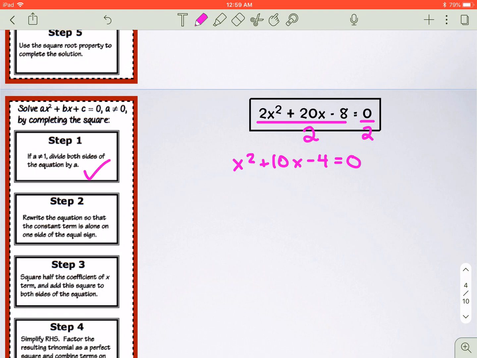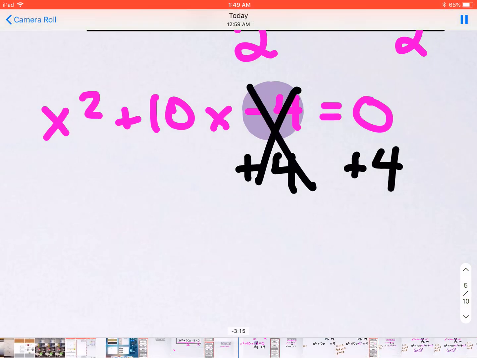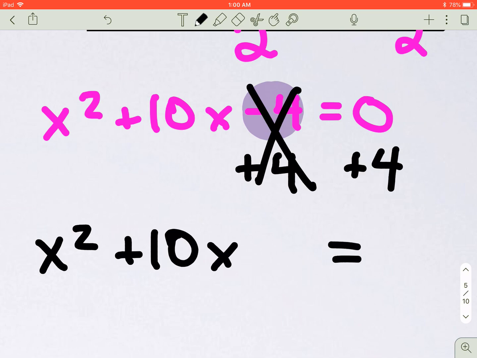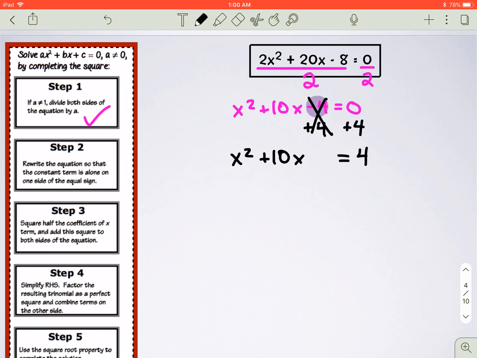Step 2 says rewrite the equation so that the constant term is alone on one side of the equal sign. So I need to get my constant by itself. So right here is my constant. I need to get that by itself, so I'm going to add 4. They're going to cancel out. I'll be left with x squared plus 10x, I'm going to leave a space there, equals a positive 4. So step 2 is now done as well.